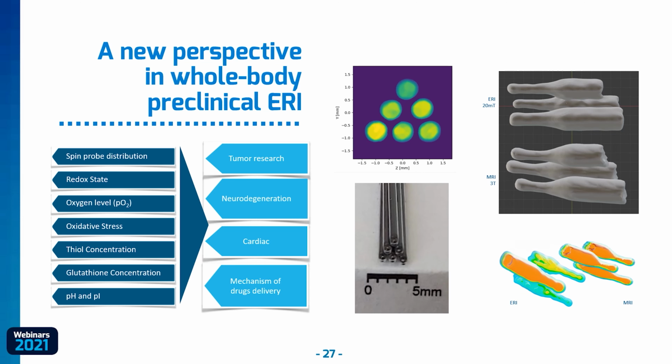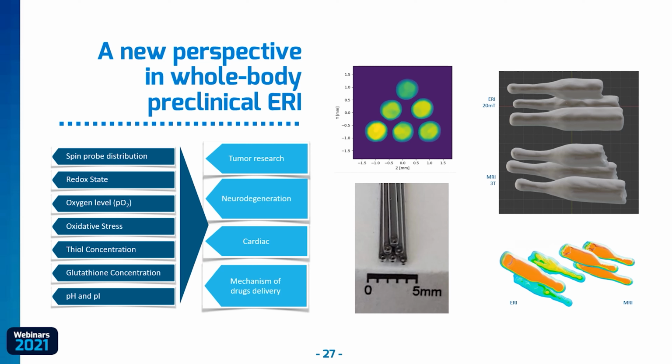And the ERI tomography is based on the electron paramagnetic resonance phenomenon, in which the source of the signal is constrained to unpaired electrons, such as free radicals, transition metals, or, in the case of in vivo tests, spin probes administered to the body.